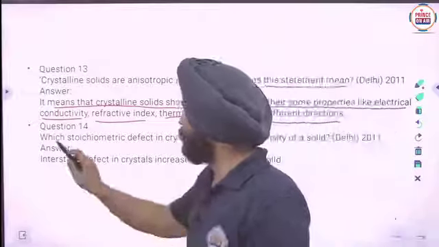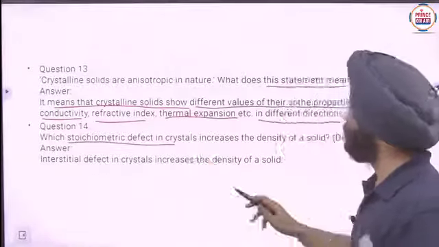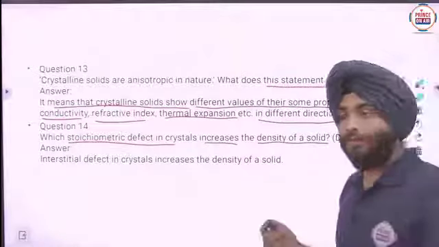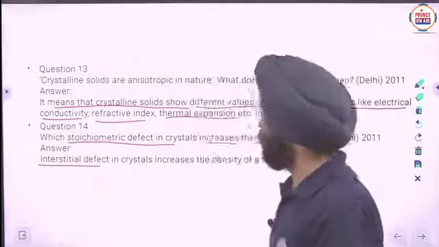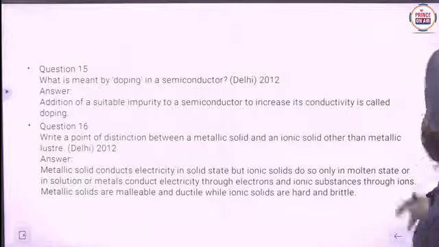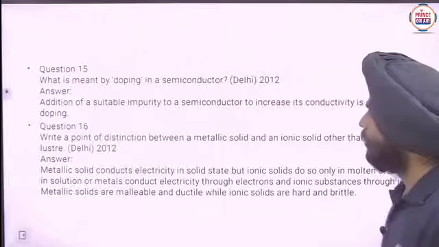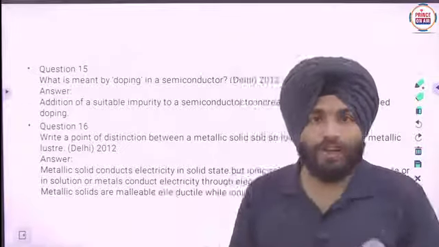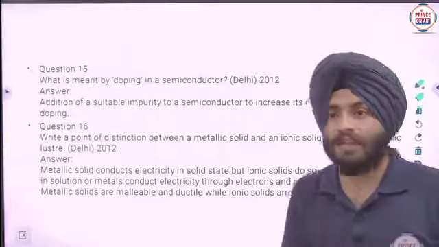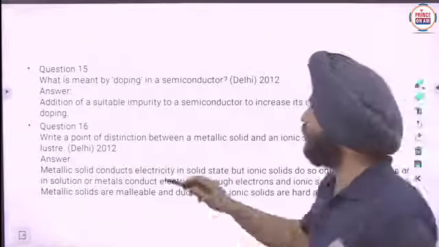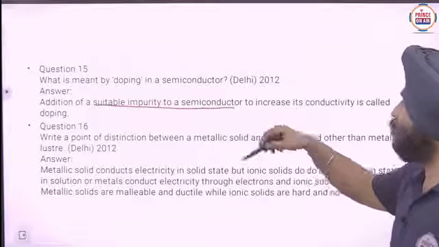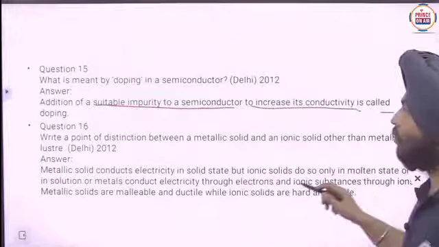Next one is, which stoichiometric defect in crystals increases the density of solid? Once again it is interstitial defect, okay, that we have just discussed now. Next is, what is the meaning of doping in semiconductors? It is an addition of impurities to a semiconductor in the appropriate amount to increase its conductivity. So, addition of a suitable amount of impurity to a semiconductor to increase the conductivity is called doping.